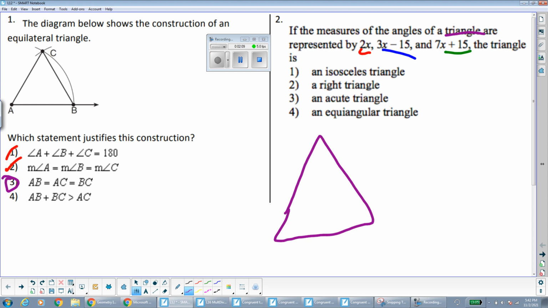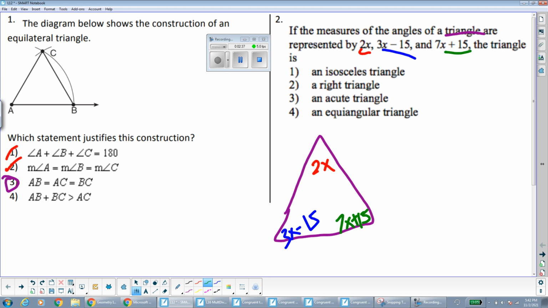A lot of people didn't do this on the test. I know the three expressions that represent the angle measurements, so I'm going to label them in the triangle. I'll call this one 2x. I'm randomly putting each one at a different angle because we don't know which one's which. I'll put the 3x minus 15 over here, and the 7x plus 15 here. Once again, it doesn't matter which spot each angle is in.